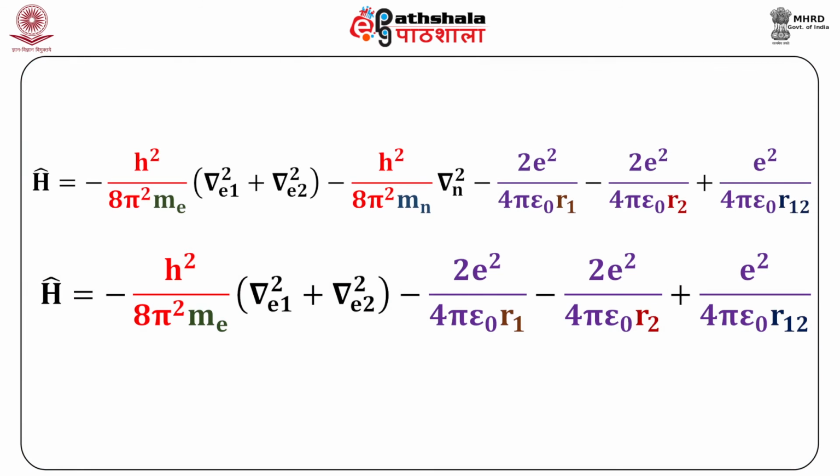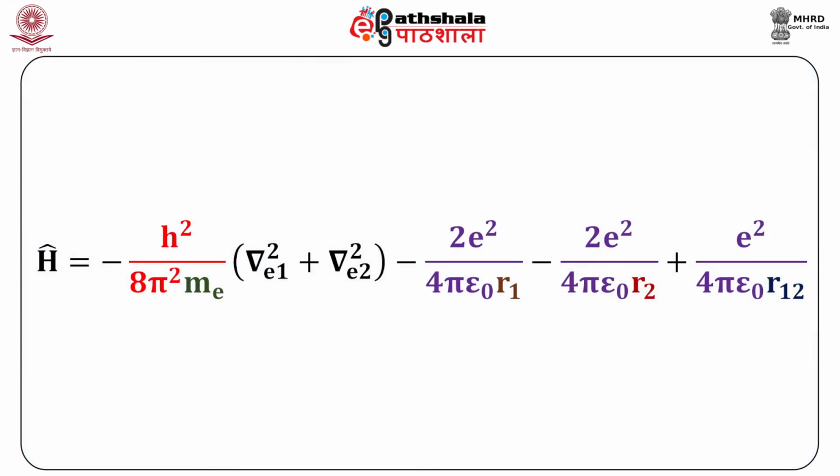And if we compare it with our earlier equation, we see that this term minus h square upon 8 pi square mn del n square is no longer present, because that was the term representing the kinetic energy of the nucleus. At this stage, I would also like to mention that in this equation, the last term, which we have already mentioned as the interelectronic repulsion term, is the term which causes difficulty in solving the Schrodinger equation.